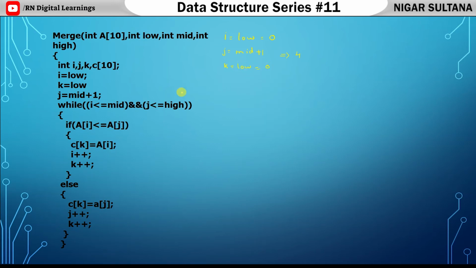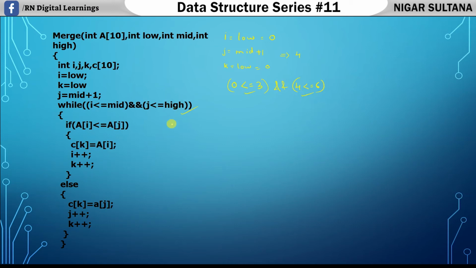Now I need to check the condition of this while, that is i is less than... what is the i value? 0. Is 0 less than or equal to mid? What is my mid? Mid value is 3. Now let's compare this, and we have one more condition, that is j value is 4. Is 4 less than or equal to high? High is my 6. Now both the conditions are true.